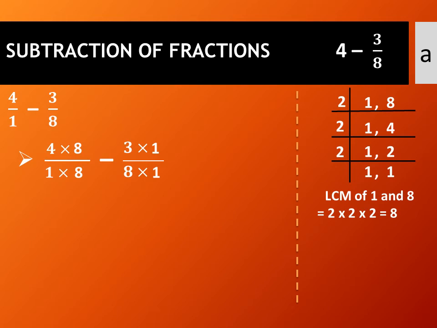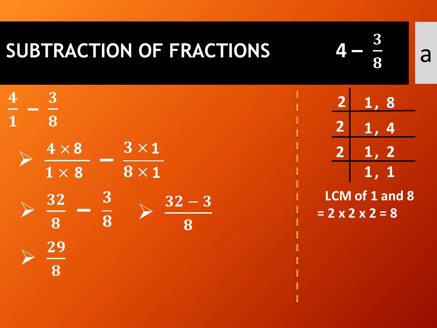Do the multiplication. 4 8s are 32 and 1 8 is 8. So the first fraction is 32 upon 8. Write the minus sign as it is. 3 1s are 3 and 8 1s are 8. So the second fraction is 3 upon 8. See, the denominators are same, so we can easily subtract the fractions. So subtract the numerators and the denominator remains the same. 32 minus 3 upon 8 is equal to 29 upon 8.